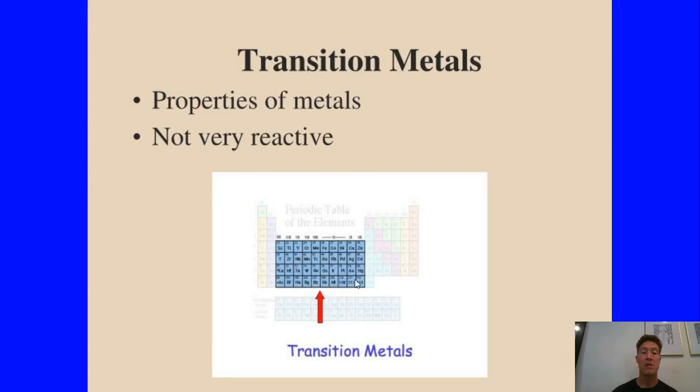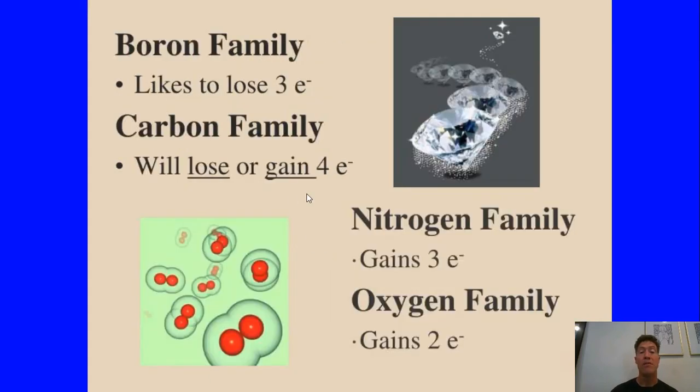The transition metals have all the properties of metals, but they're not as reactive as groups 1 and 2. The boron family likes to lose 3 electrons. It's group 3, has 3 to lose, loses all 3, and goes back to the electron configuration of a noble gas. The carbon family can go both ways. It'll either lose or gain 4 electrons to become like a noble gas.